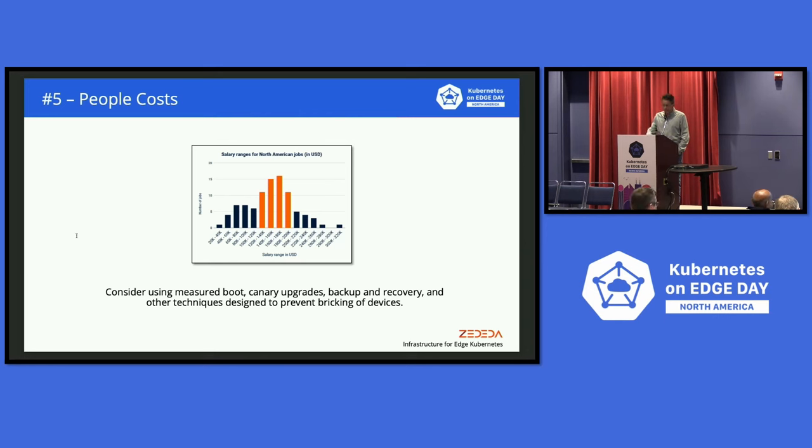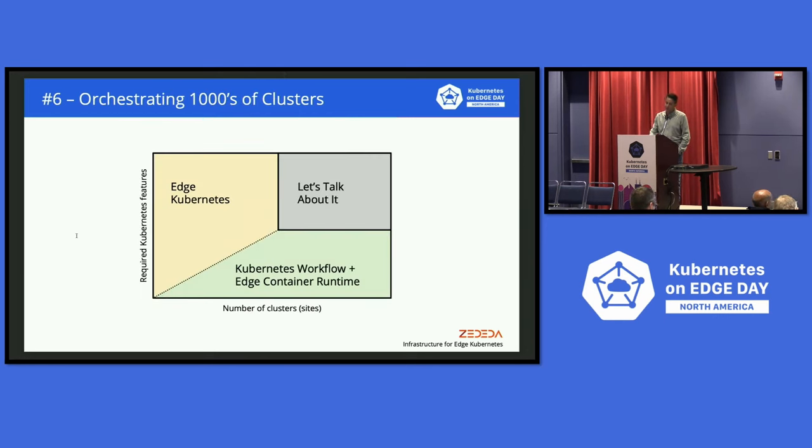And then my last challenge is probably the hardest. Kubernetes is pretty well designed to support a single cluster with 1,000 nodes or more. But when you have thousands of clusters with one or two nodes, it's a very different management paradigm. I built this chart to help guide folks on which direction to run.